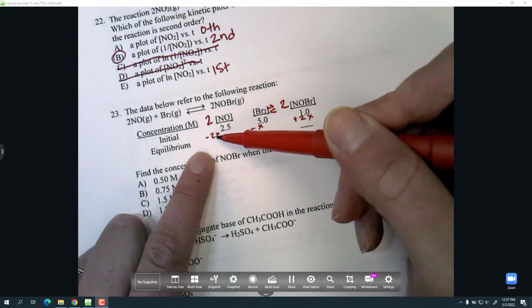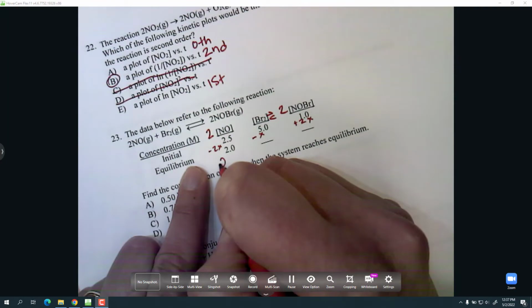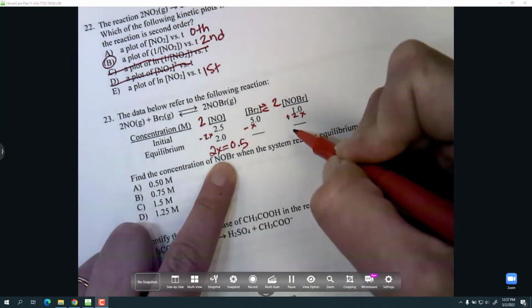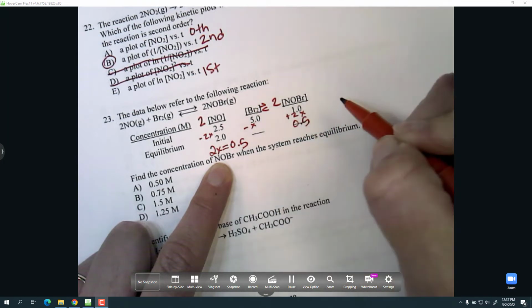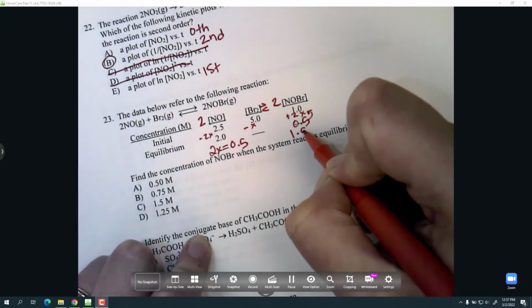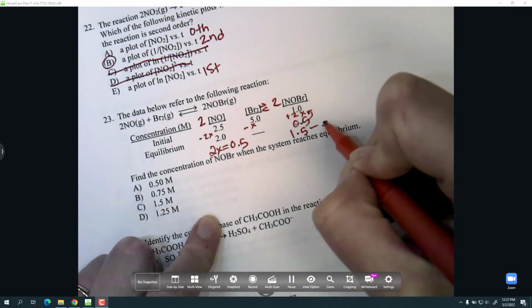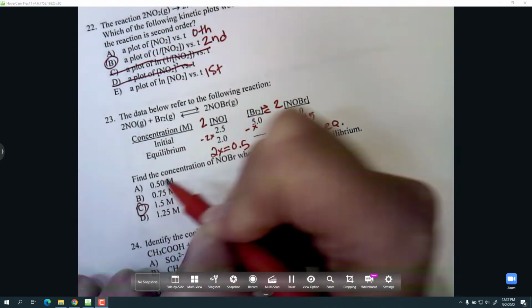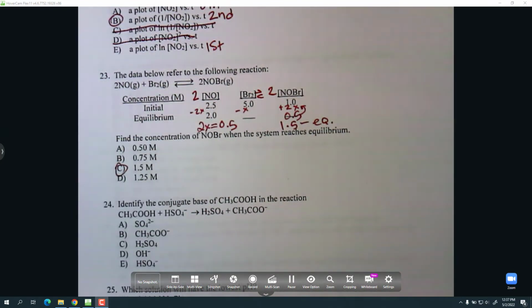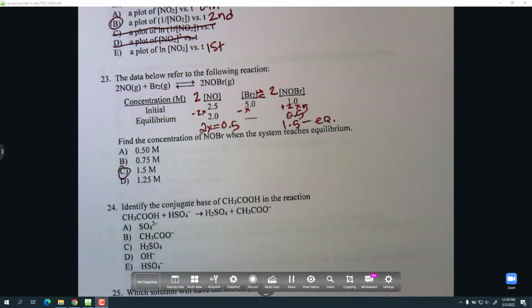And I can see that 2x is equal to 0.5. And since I just want NOBr, I can just add 0.5 here for the change, and I should get 1.5 for equilibrium. Right, I hope that makes sense. Because it was 2x and this was 2x, I know that the x must be 0.25, or 2x is 0.5.